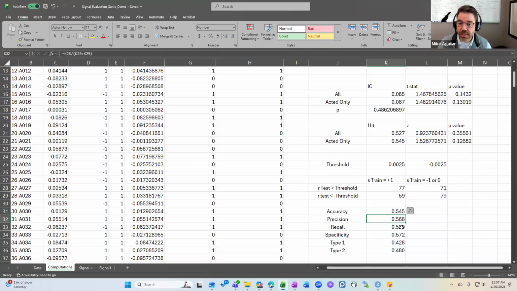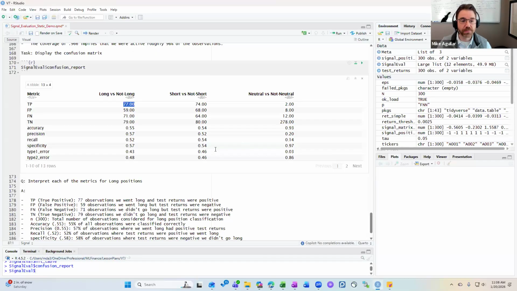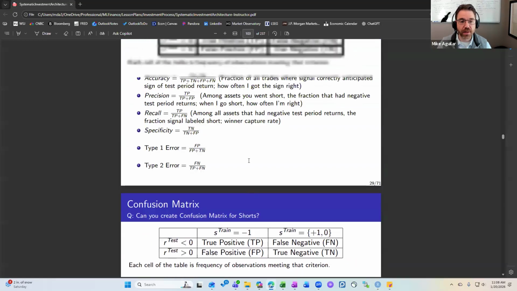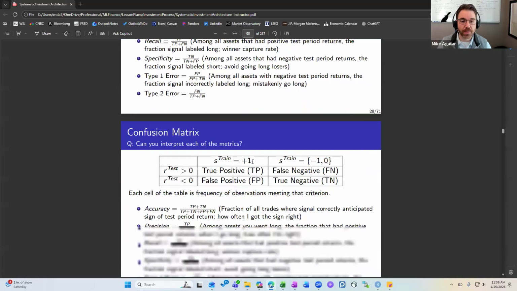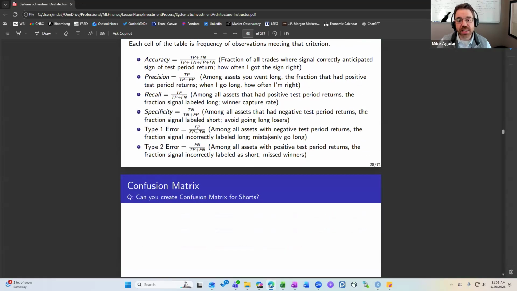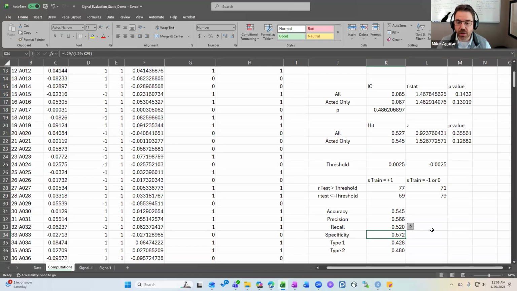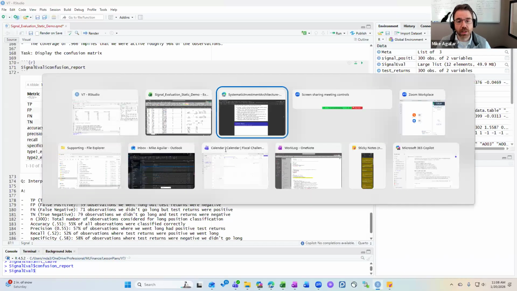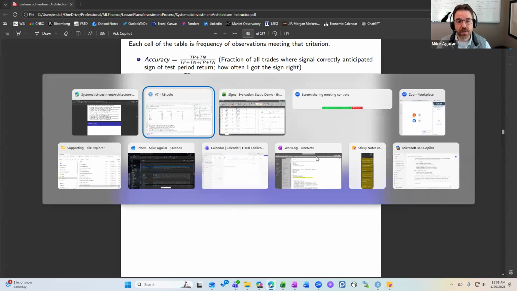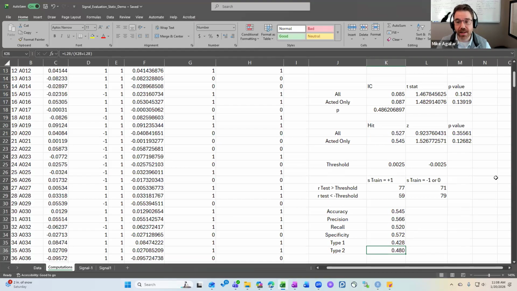Precision is 56%. Remember, what does type 1 and type 2 error mean? Go back to the slides. Type 1 and type 2 error for the long versus short. Mistakenly going long over 40% of the time. And the type 2 is I'm missing winners 48% of the time.